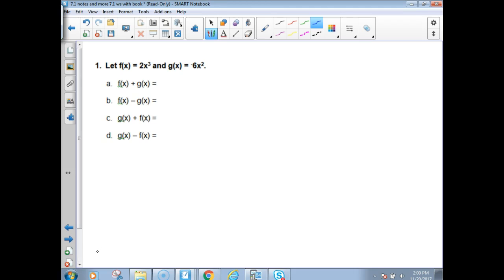Well, now we're going to do an example with some other functions. Now we have f of x is 2x cubed and g of x equals negative 6x squared. To add them, you just do 2x cubed plus negative 6x squared, which would be 2x cubed minus 6x squared. Done. Can't add them any further. You can subtract them. 2x cubed minus negative 6x squared, of course, would turn into 2x cubed plus 6x squared.